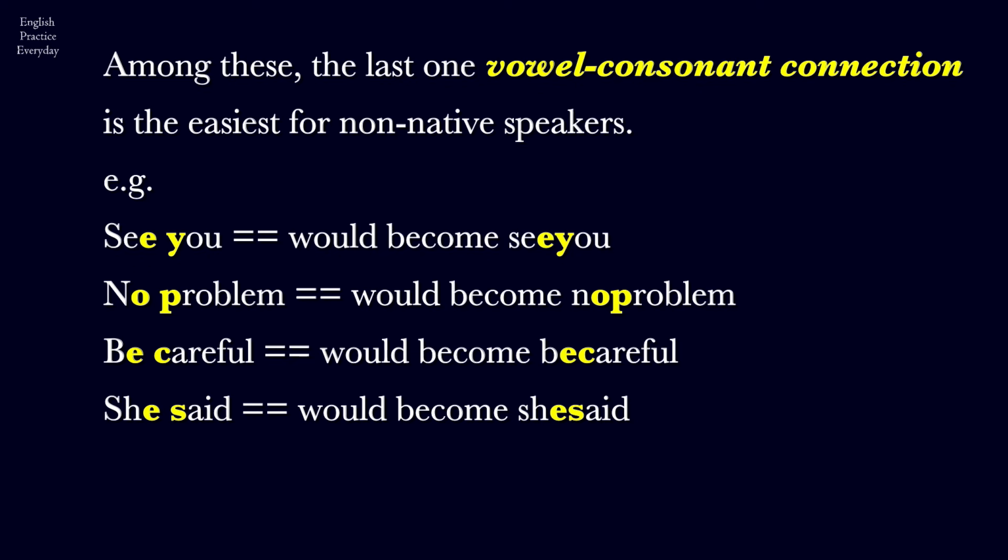Among these, the last one, vowel-consonant connection, is the easiest for non-native speakers. For example, see you would become "seeyou". No problem would become "noproblem". Be careful would become "becareful". She said would become "shesaid".